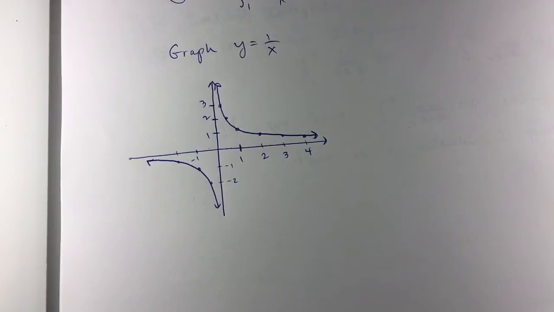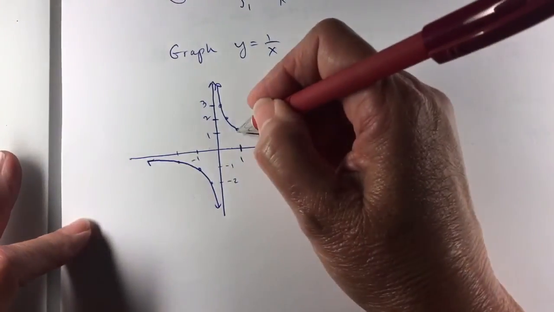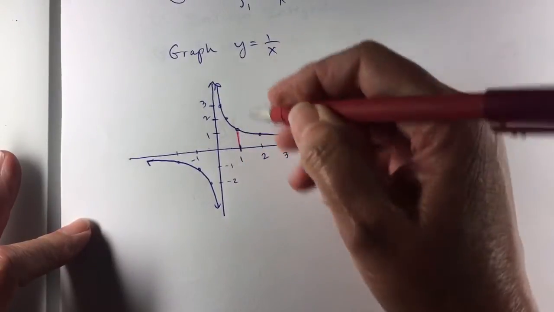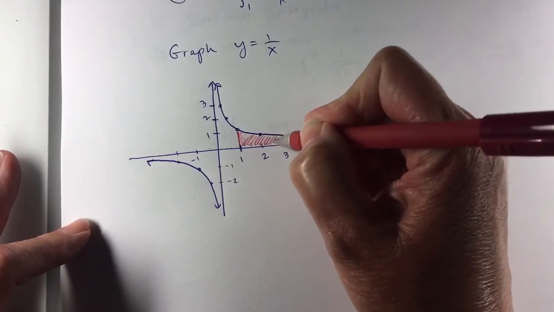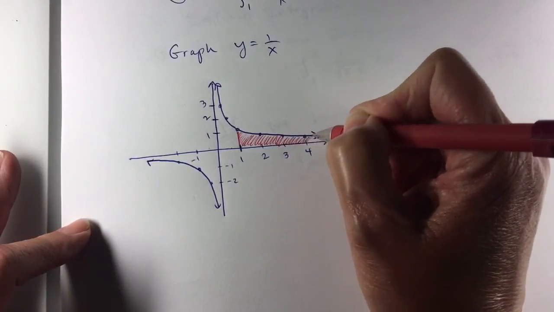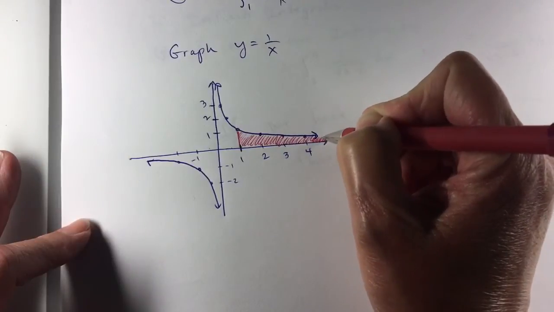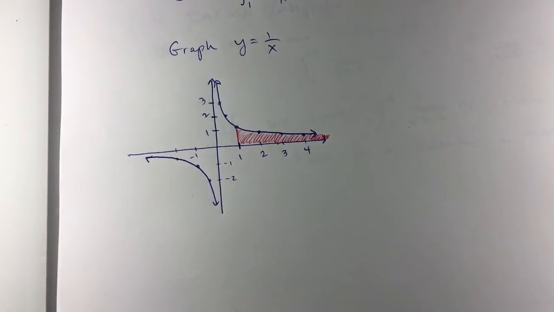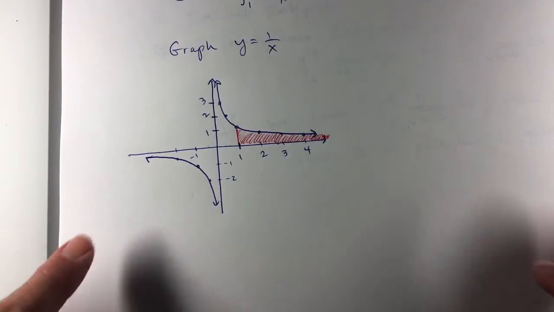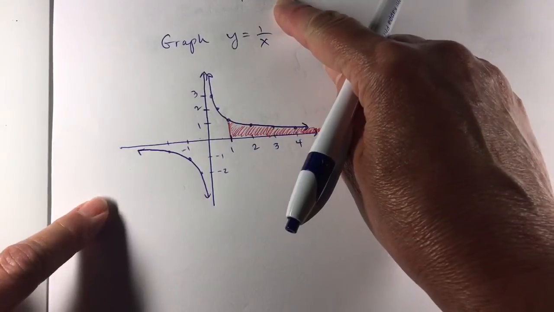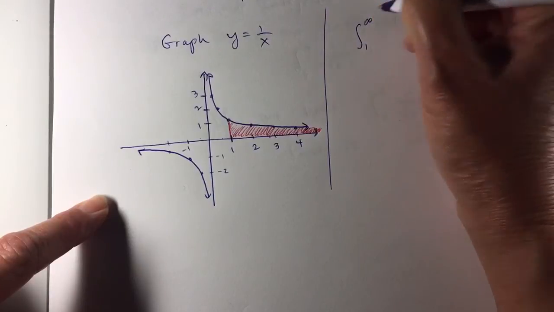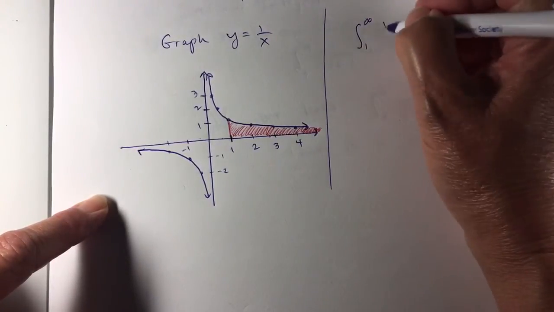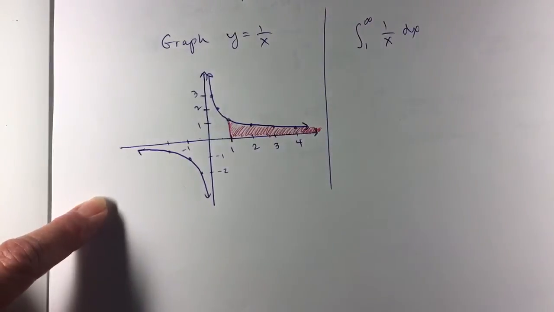But what I'm looking for with this integral, if I think about our last semester course, I'm looking for the area under the curve above the x-axis from 1 to infinity. To work this infinite integral, the biggest thing is write it correctly. I'm going from the integral from 1 to infinity of 1 over x dx.